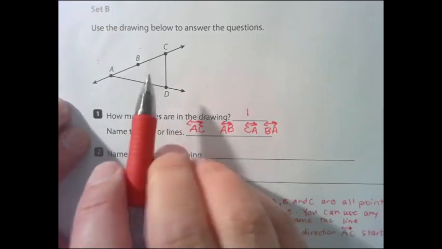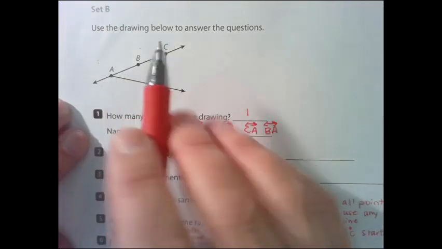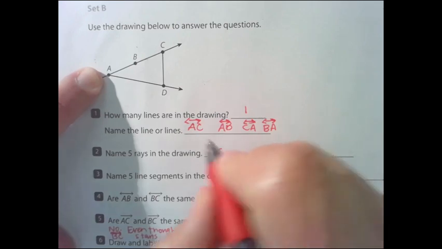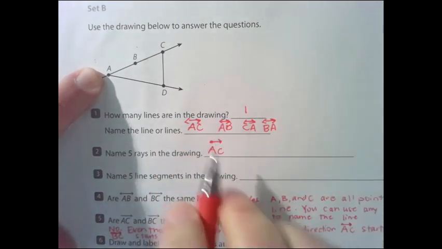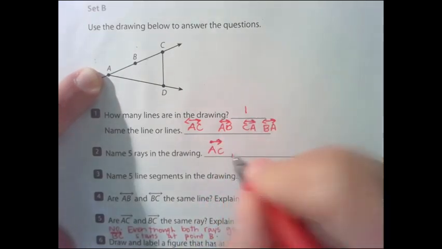All right, so let's look at number 2. It's asking for naming 5 rays in the drawing. A ray, again, has to have an endpoint and then go on forever. So you could have said AC and called this the endpoint. The difference between the line and the ray is that we're going to put just the little miniature ray on the top with an endpoint. So you could have called it AC.